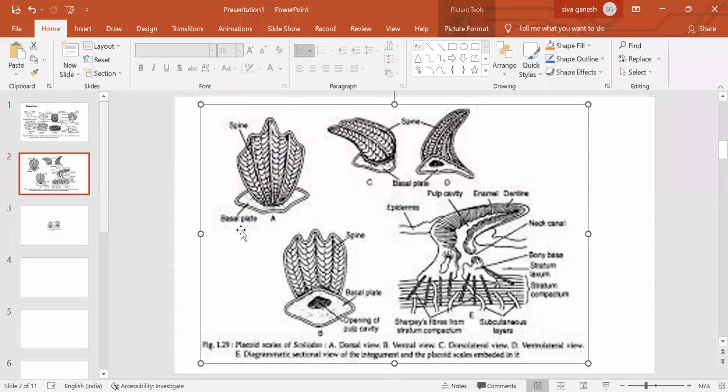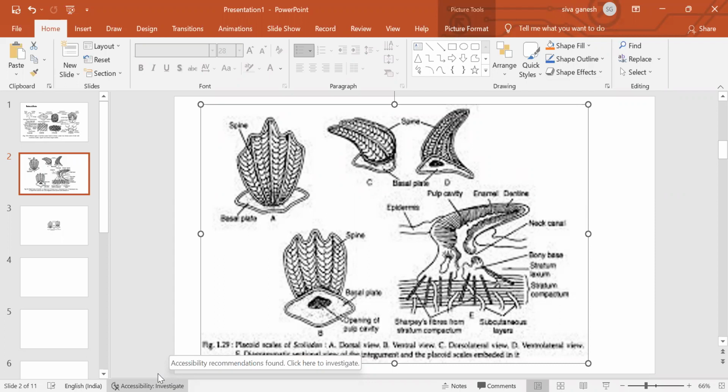First of all, the shapes and the sizes vary. The shape and size vary from scale to scale. The most primitive type of scales are made up of dentin, which is similar to the dentin of the teeth in higher vertebrates.